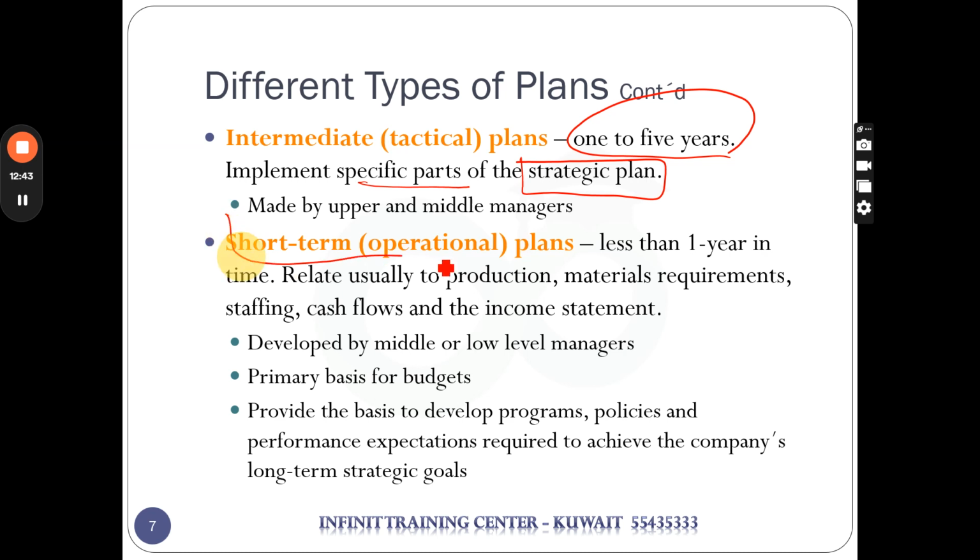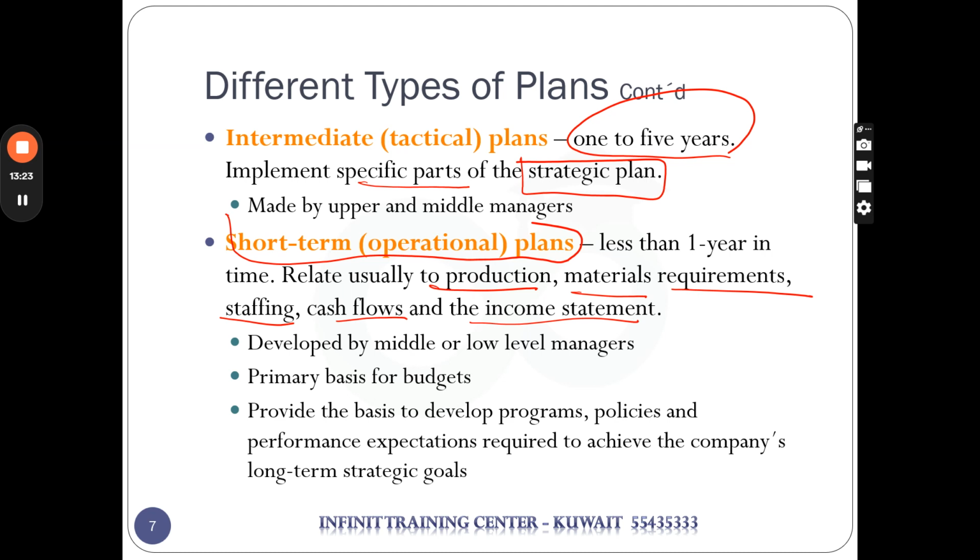Then you have short-term or operational plans. This is normally less than 1 year in time. This relates usually to production, material requirements and staffing, cash flows, income statement. This is what we are going to study in detail in the coming chapter, which is called budgeting. So from where is the budget derived? It is from the intermediate plans. From where is the intermediate plan derived? That is from the strategic plans. So it is all aligned.